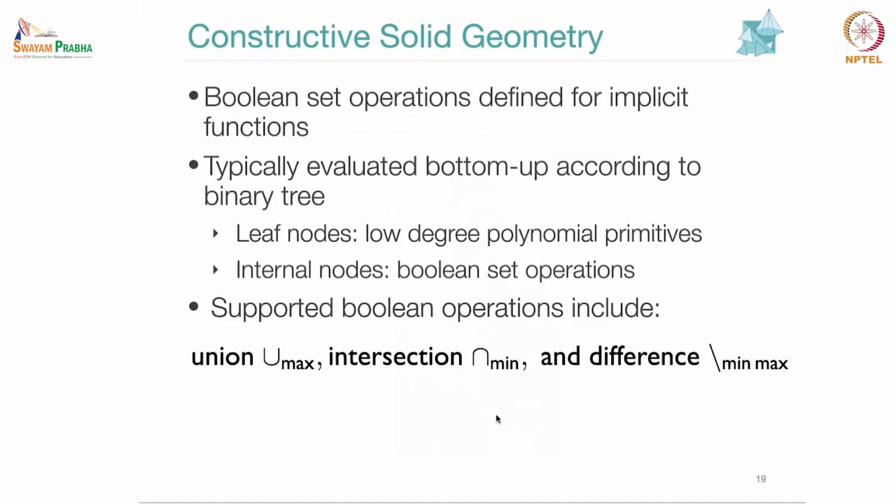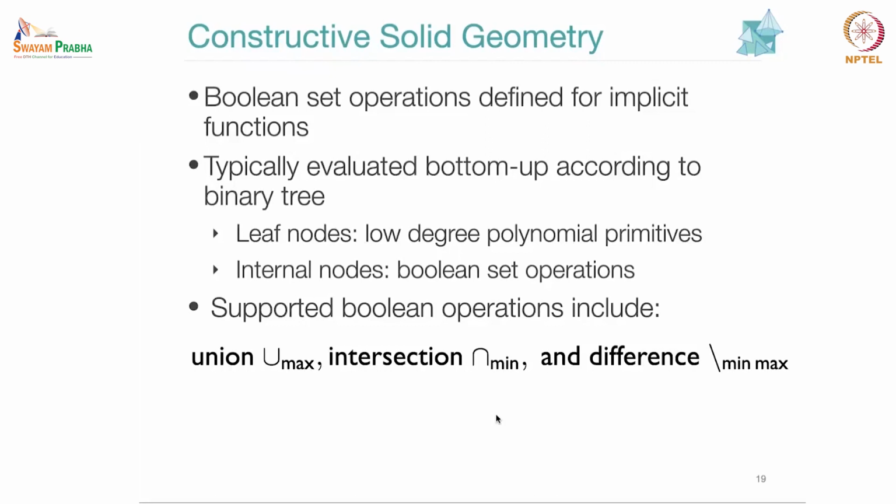defining shapes in terms of implicit functions is the so-called constructive solid geometry, or CSG in short. What CSG does is that it defines Boolean set operations on implicit functions. Well, you can also use it to define Boolean operations on meshes, but it is very, very easy and straightforward to do Boolean operations on implicit functions, and we'll see that now.